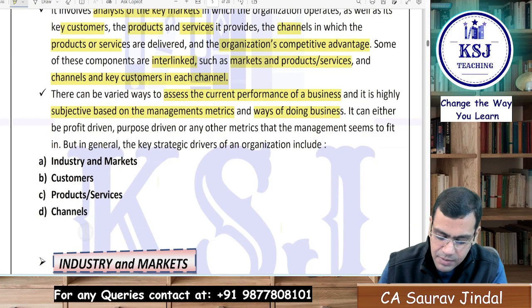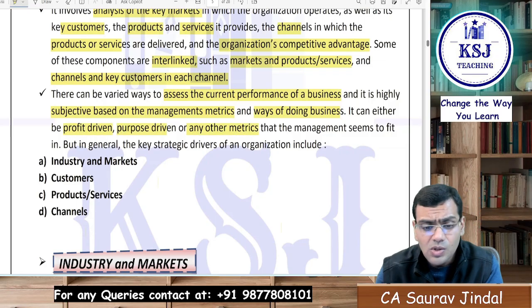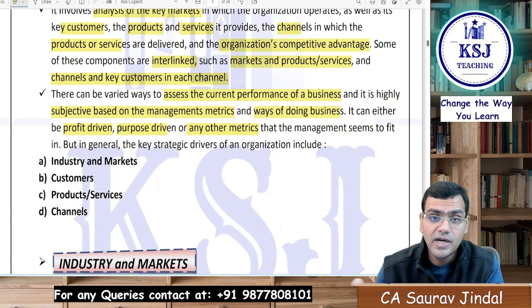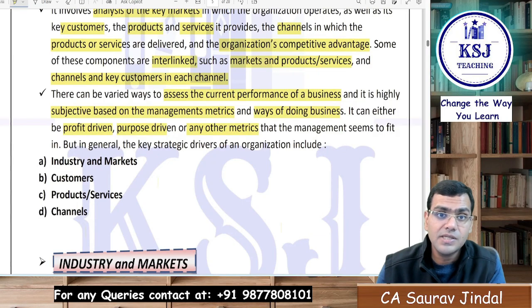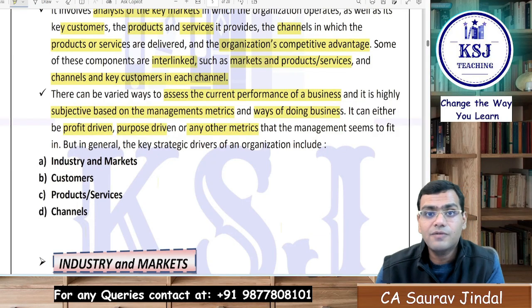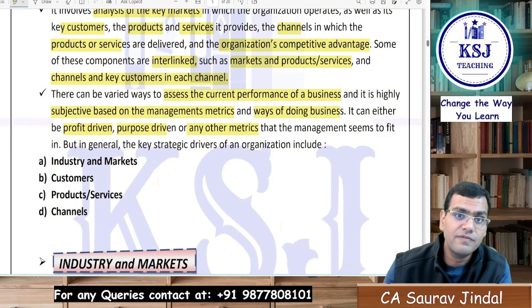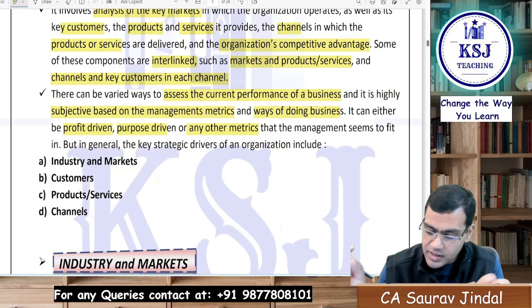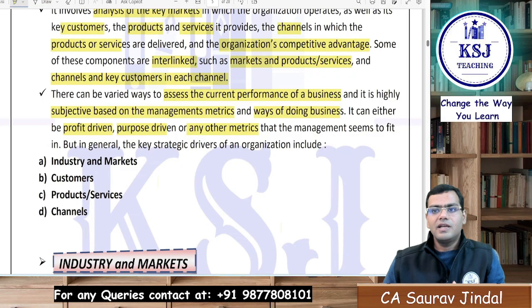It can either be profit driven, purpose driven, or any other metric, right? So if the management is more concerned about the profits, then they will judge the performance of the business based on the profits. If the management is more concerned about the purpose for which they are doing the business, whether that purpose is being fulfilled or not, then the performance will be judged not on the profits but on the basis of the purpose, whether the purpose is getting fulfilled or not, right? So this can vary from business to business.